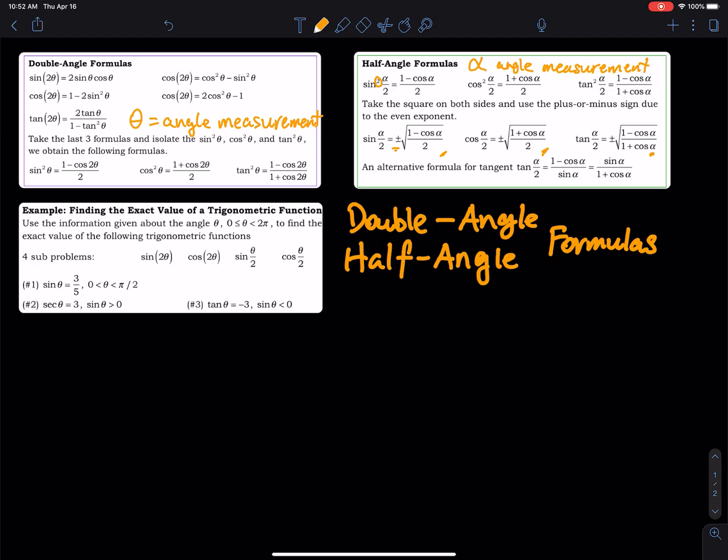All right, let's read the first problem. Find the exact value of a trig function. Use the givens. In numbers 1, 2, and 3, I gave you some given conditions. I want you to answer those 4 subproblems. All right, so for number 1, let's do number 1.